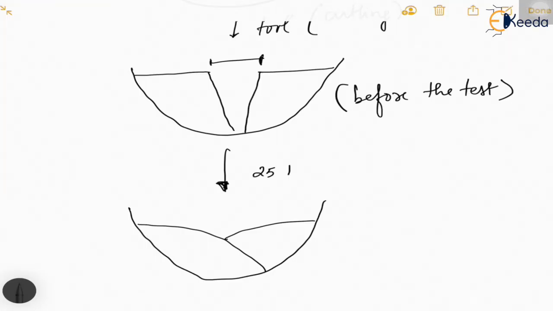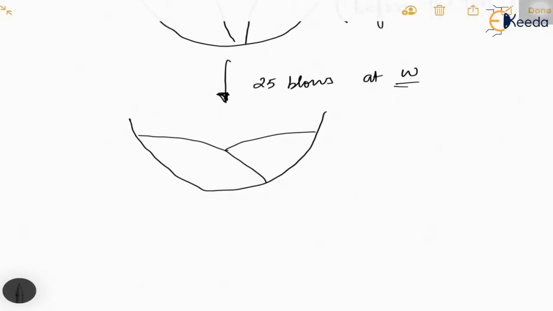So this is by 25 blows at a particular water content. Now further, in order to find the liquid limit, the number of blows required by the soil to flow a distance of half inch corresponding to a particular water content is noted. So we need to note this value of water content. The test is repeated for the same soil sample at different water content values.